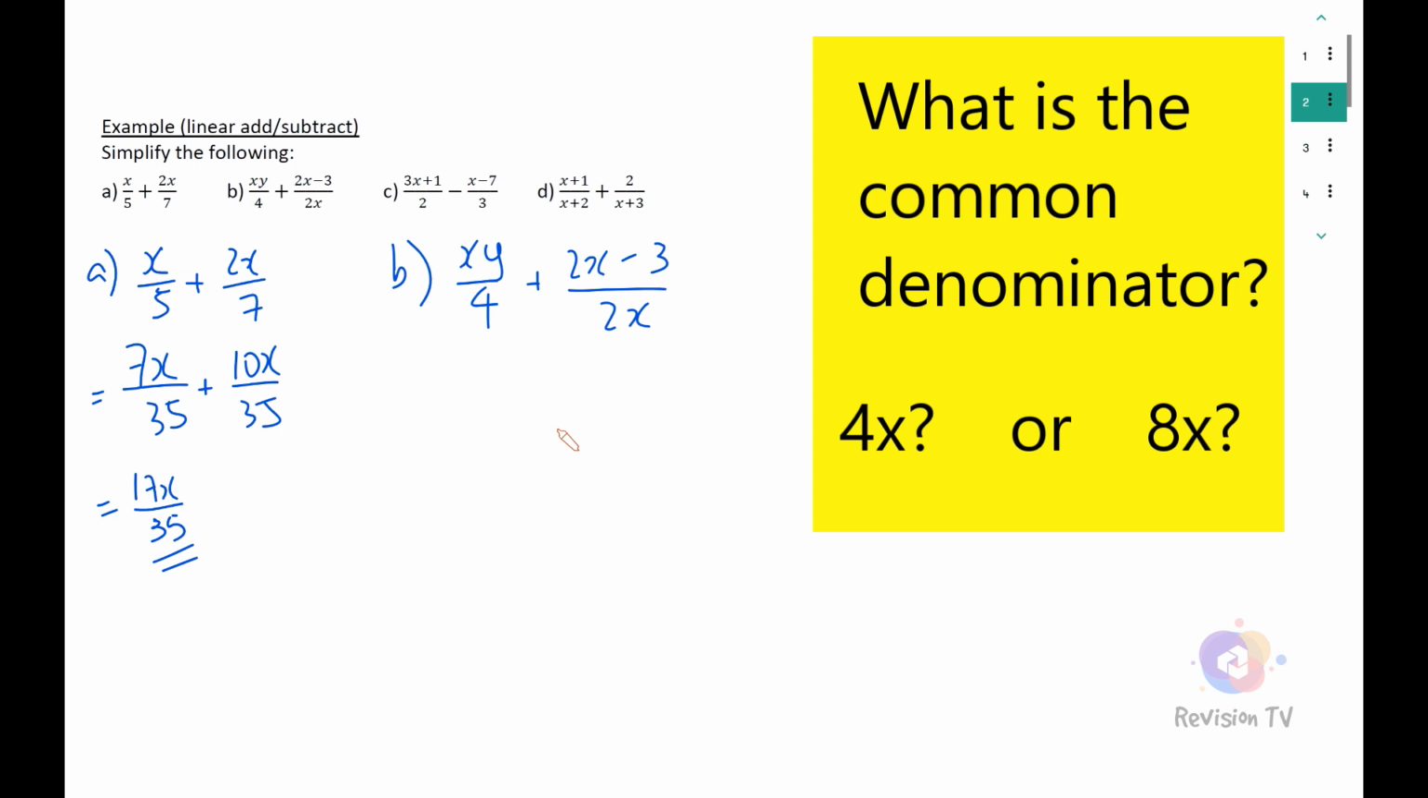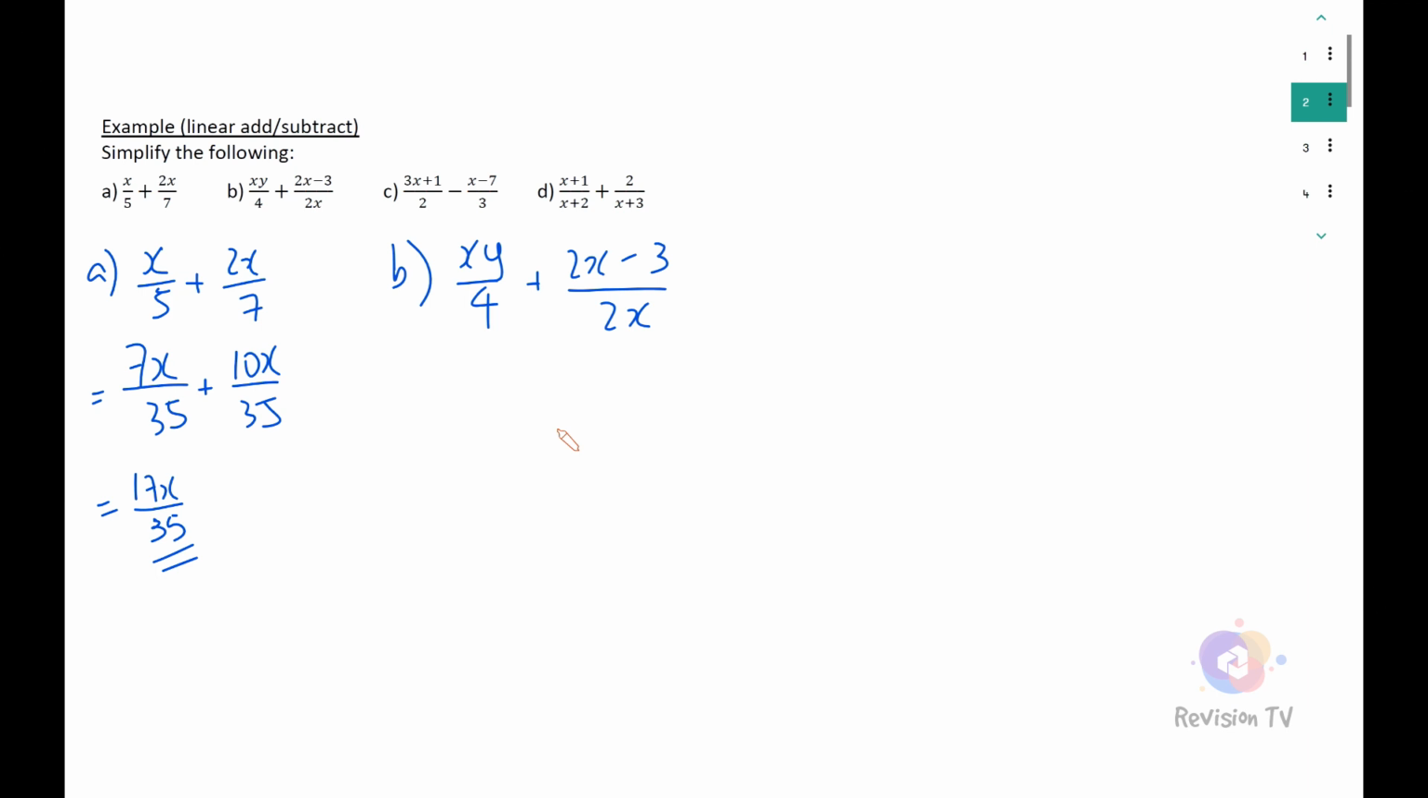The answer for this one, the best answer would be 4x. Actually, both answers would be correct, but the best answer is 4x. You want to find the lowest common multiple between the two numbers. In this case, 8 and 16 will be 16. And in 4 and 2x, it will just be 4x.